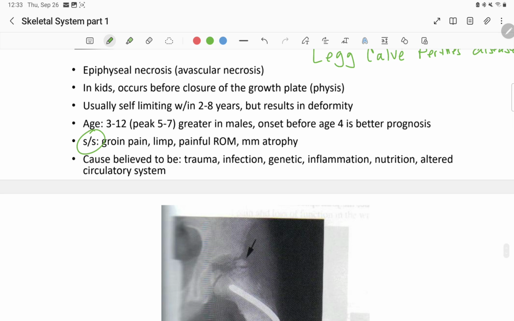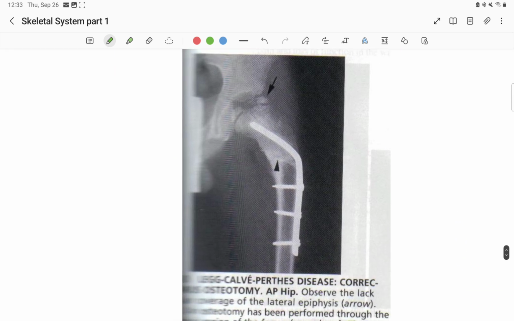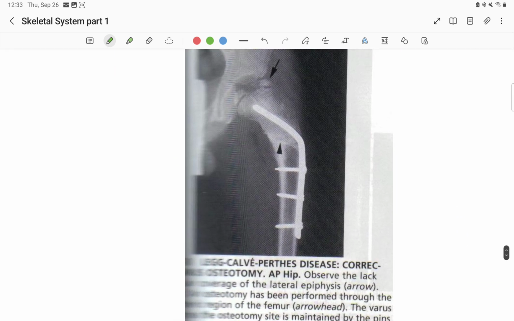Signs and symptoms, so the SS there is a shorthand for signs and symptoms. Groin pain, a limp, painful range of motion, so ROM is range of motion, and muscle atrophy. It's caused by trauma, infection, genetic inflammation. This should say poor nutrition, such as vitamin D and calcium deficiency would be an example, or altered circulatory system. And then there are surgeries that can be done to help.